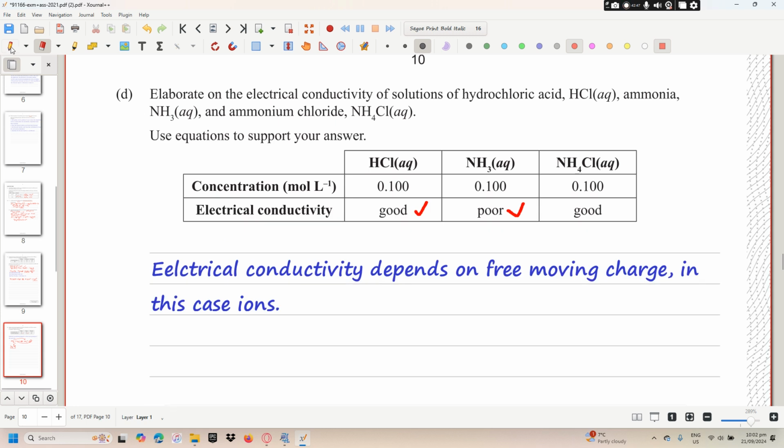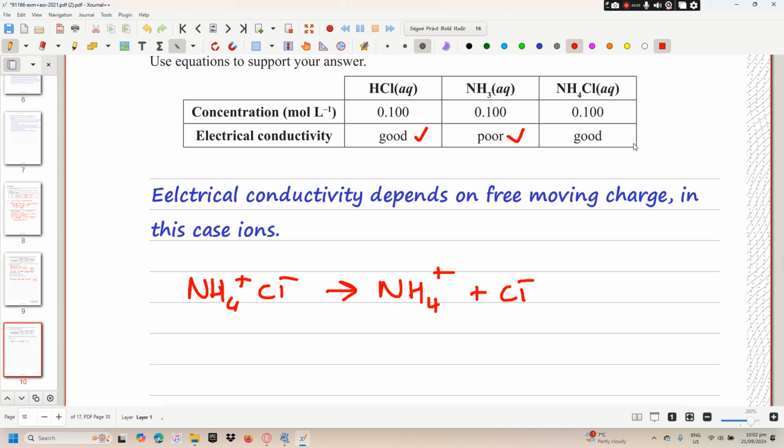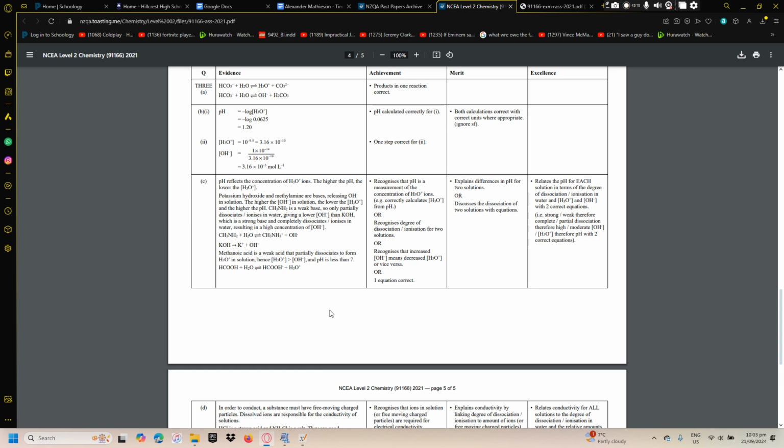And the last one, NH4Cl aqueous. So that's the ammonium ion and the Cl minus ion. This thing dissociates completely. You don't really need to know that it dissociates completely. If it says good, then your argument immediately is for full dissociation, right? You don't need to guess. So it fully dissociates into these, lots of free moving charge, therefore good electrical conductivity.